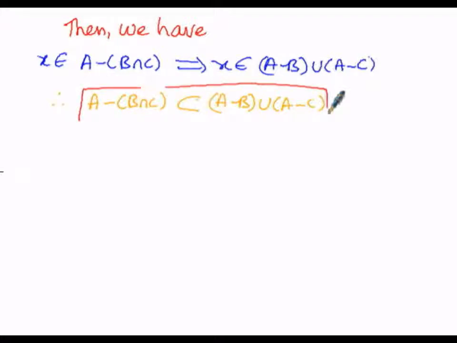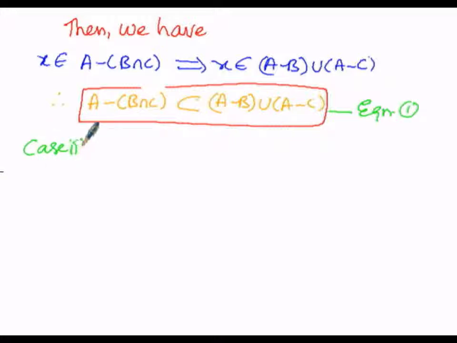Let us suppose this as equation number 1, or condition number 1. Then now let us go for the second case, that is case number 2. In case number 2 we have to prove in a reverse manner, that is the right hand side must be a subset of the left hand side. So the right hand side, A minus B union A minus C, must be a subset of the left hand side, that is A minus B intersection C.